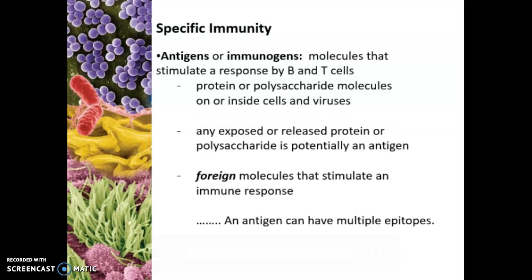So an antigen can be a protein, it can be a polysaccharide molecule, meaning more or less a sugar, and these are going to be molecules that are on either the inside or the outside of cells, part of viruses, anything that is part of the microorganism. And it can be any exposed protein that's on the surface. It can be a protein that is released from a cell. It's going to be a foreign molecule that can stimulate an immune response.